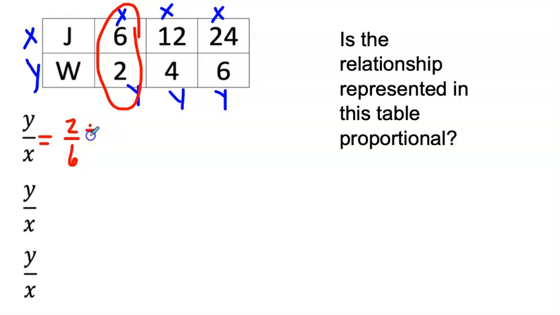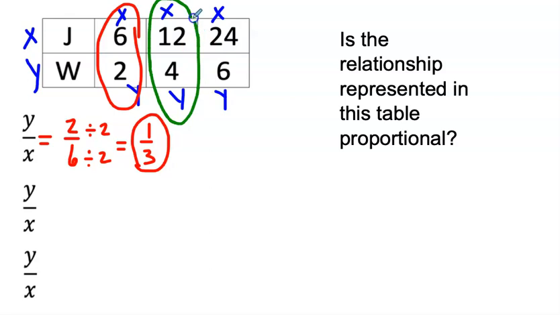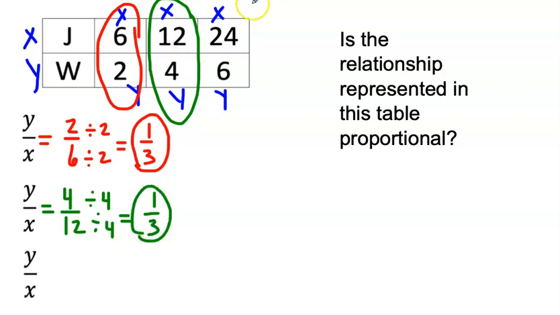And then I'll reduce it by dividing each by 2 since they're both even numbers. And I get 1/3 for the unit rate. I simplified it so it's easier to compare to these other unit rates. So we get, for this example, 4/12. I can reduce this example as well by dividing each by 4. And I get 1/3. So it seems like so far it's proportional.